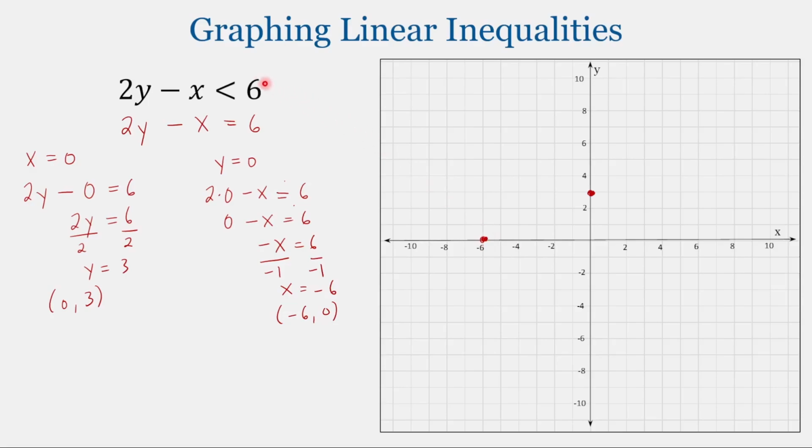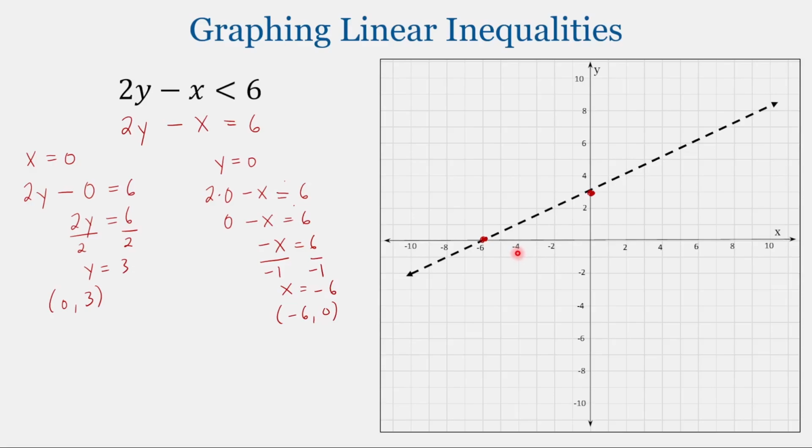What kind of line are we going to draw? This is less than, so the line will not be included as a solution to this inequality. So to show that, we're going to use a dashed line. This dashed line is now our boundary line, dividing the graph into two regions, and then we need to determine which of these two regions contains the solutions.